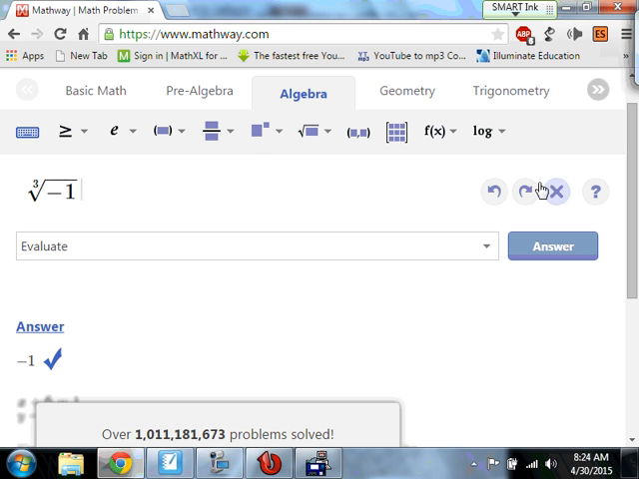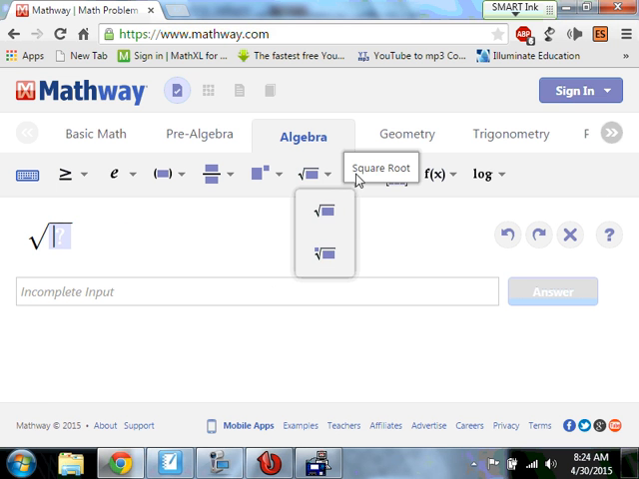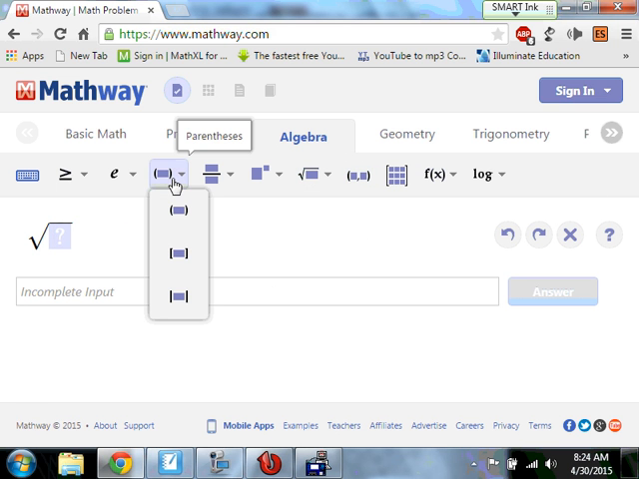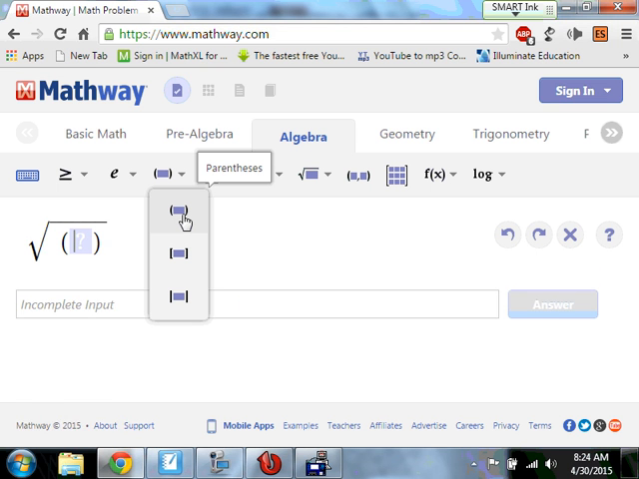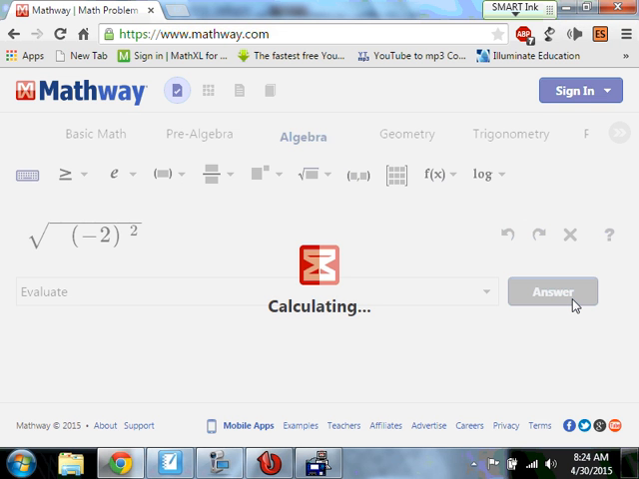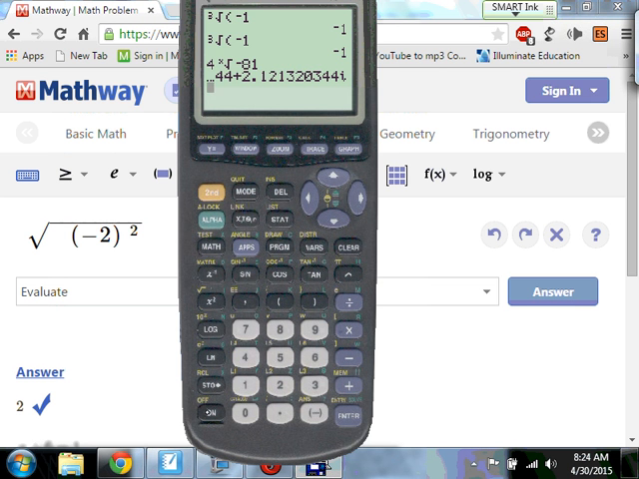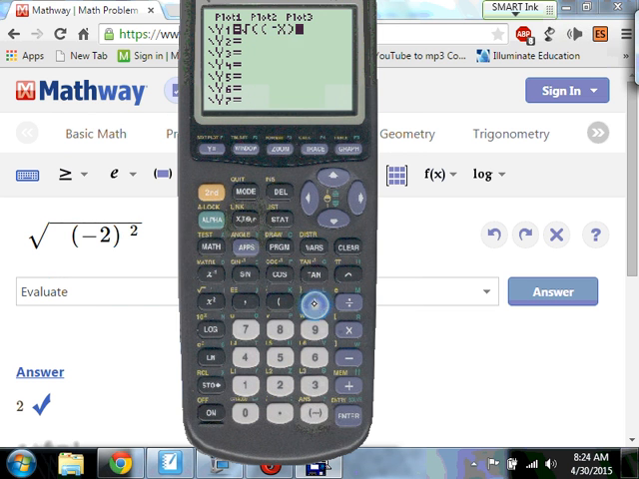So let's clear out the problem. We want the square root of the quantity -2 squared. And this says that it's 2. Now, let's look at it from a functional perspective. It's the square root of x, the quantity squared. Everybody see what I got going on here?